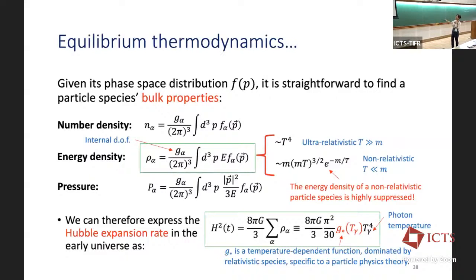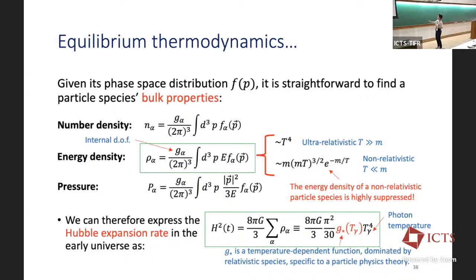So what you can conclude immediately, just by staring at this expression, is that if you have a non-relativistic particle species which is participating in interaction in equilibrium, then the energy density of this particle species is highly suppressed. In fact, we have a name for it. It's called Boltzmann suppression.